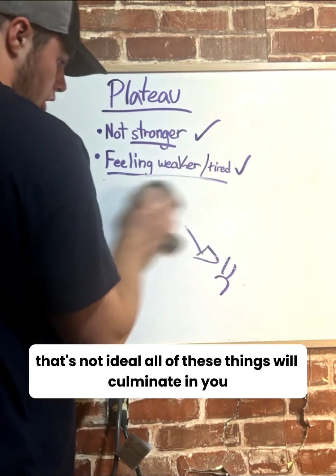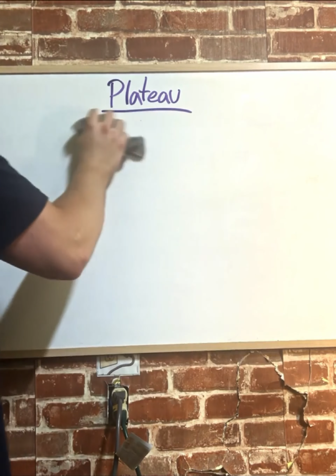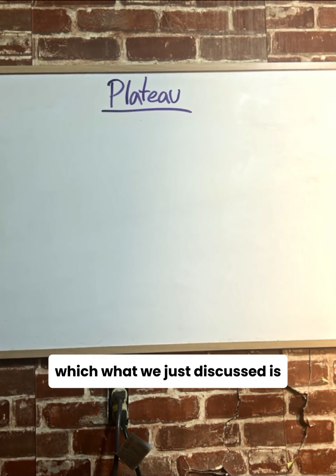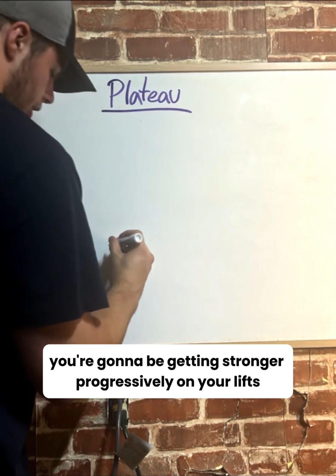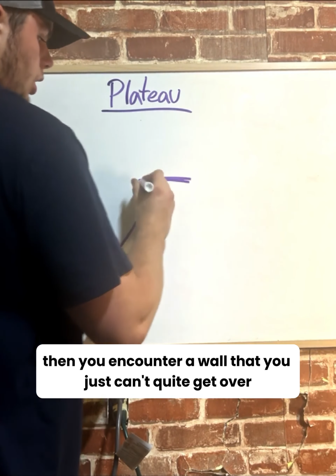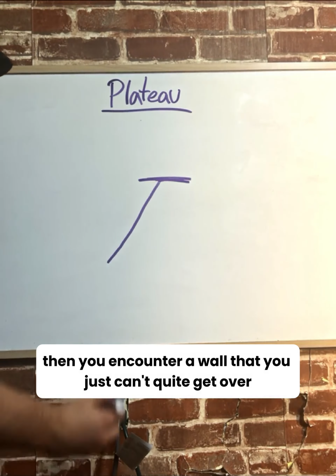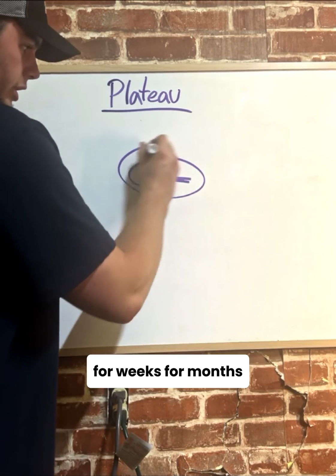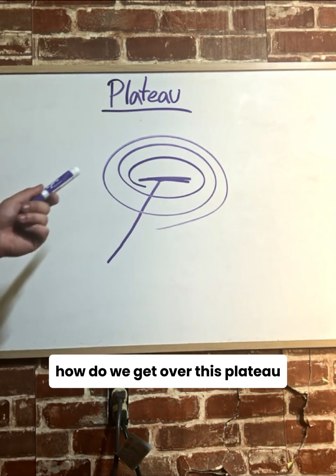All of these things will culminate in you experiencing a plateau in the gym, which is what we just discussed: you're going to be getting stronger progressively on your lifts. Then you encounter a wall that you just can't quite get over. And so you can be stuck here for days, for weeks, for months. How do we get over this plateau?